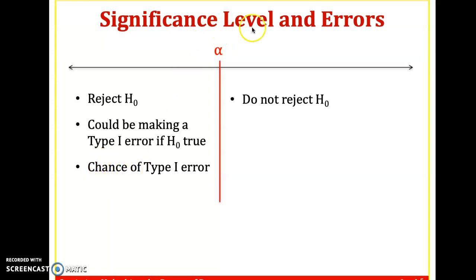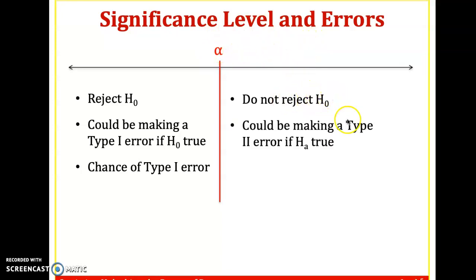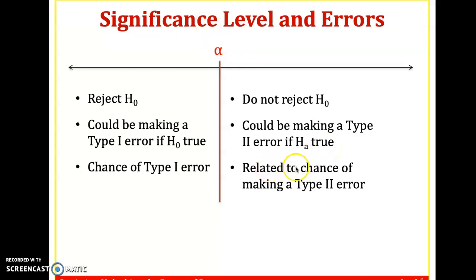If your p-value is bigger than or equal to the significance level, we do not reject the null. We could be making a type 2 error if the alternative hypothesis is true. And alpha is related to the chance of making a type 2 error. The probability of making a type 2 error is called the power of a statistical test, which we won't be covering in this class. That would be like a second semester statistics course.